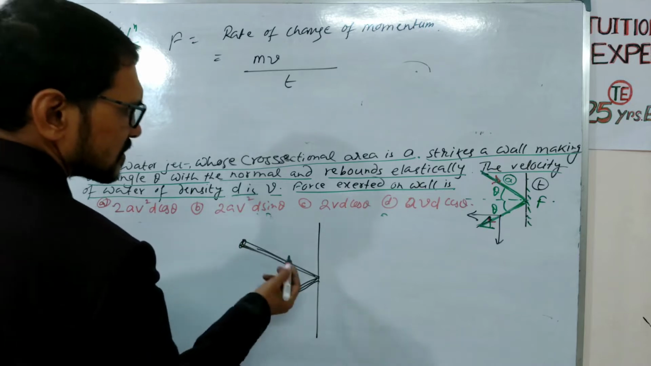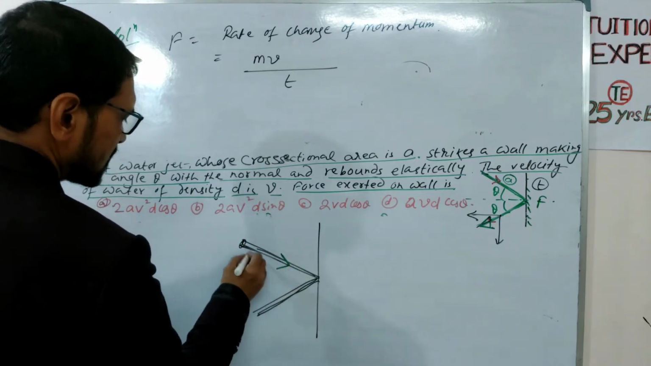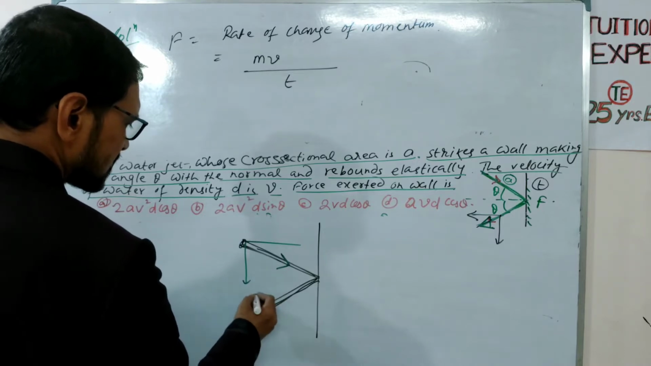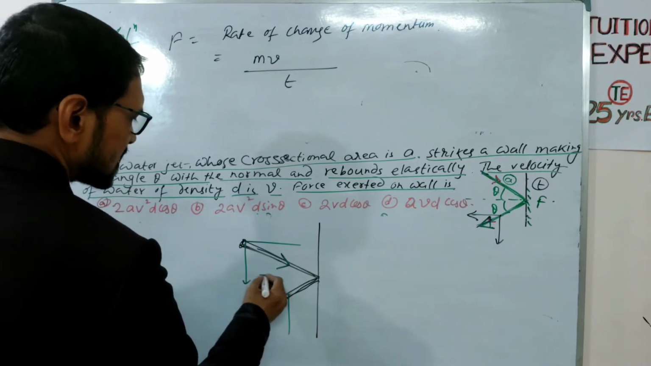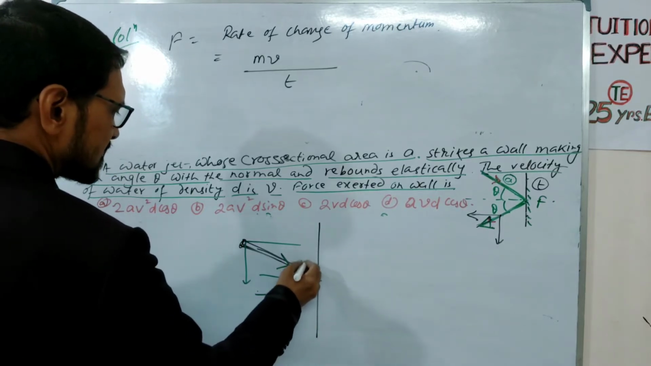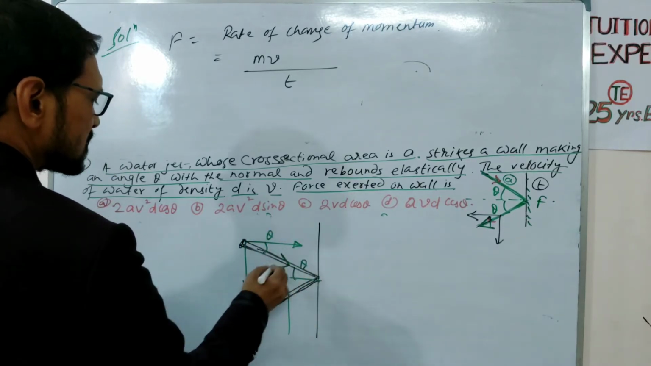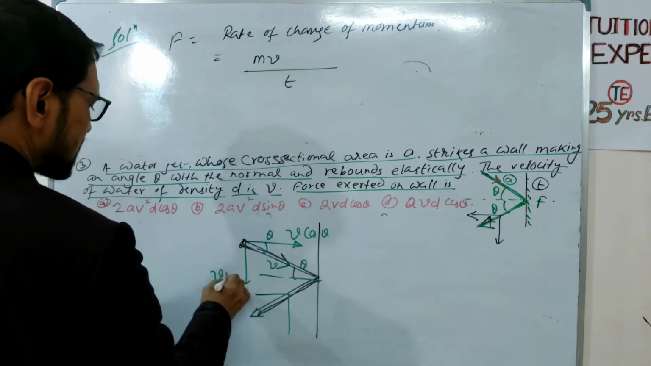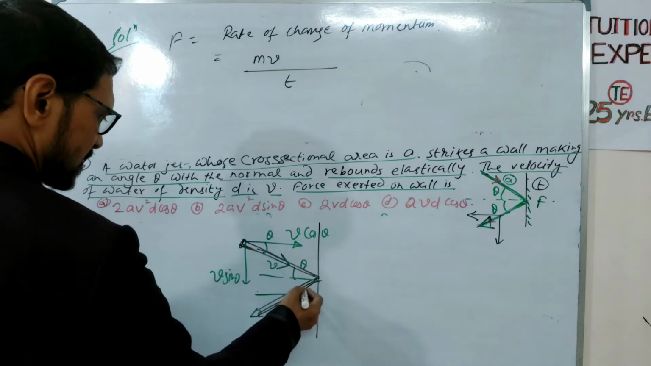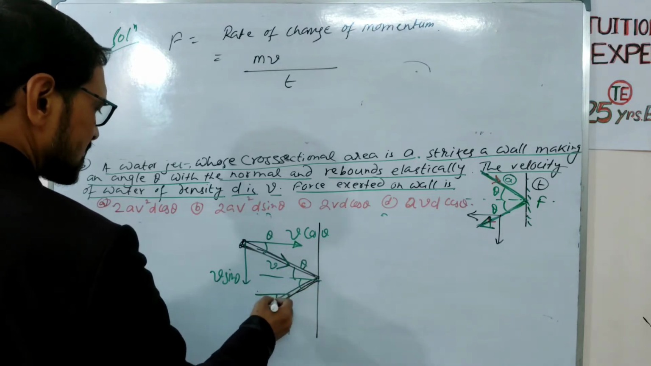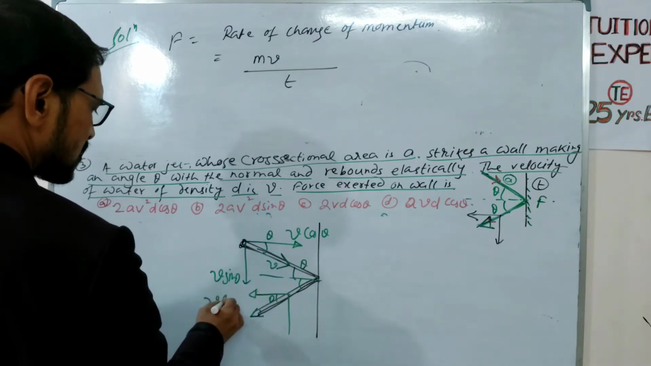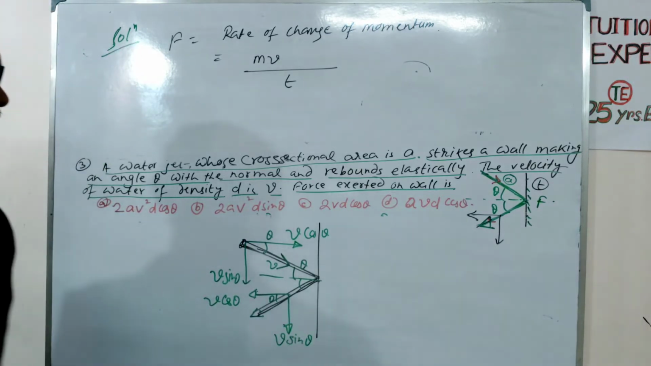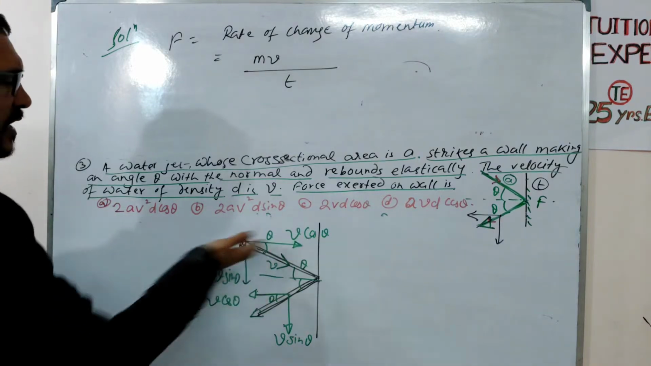Now suppose some mass is moving in this direction. What are the components? Theta is here. Suppose this velocity is v. So the components are v cos theta and v sin theta. So first resolve the velocity along two directions.